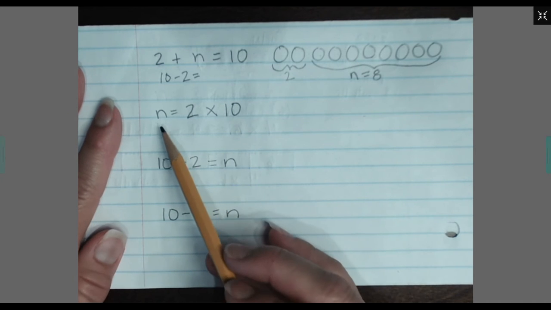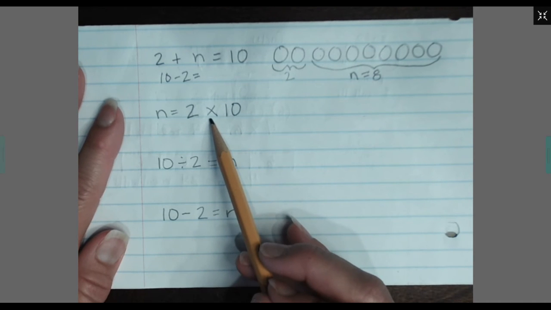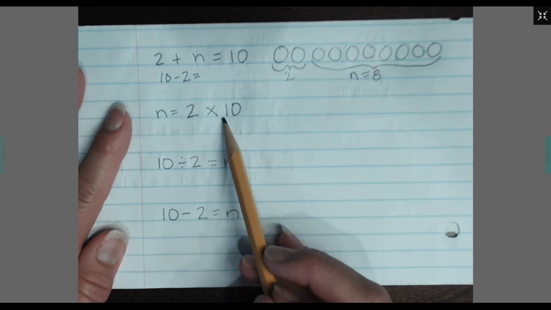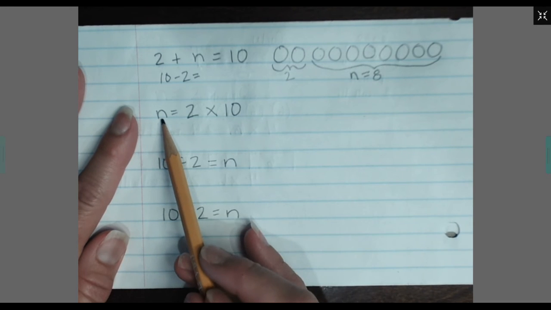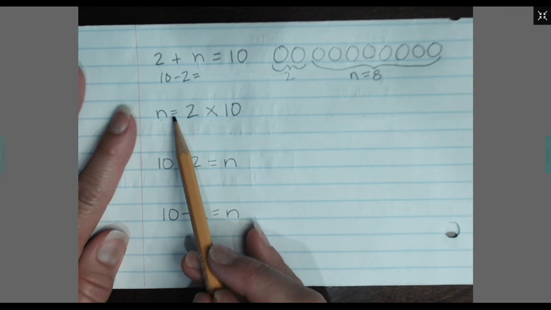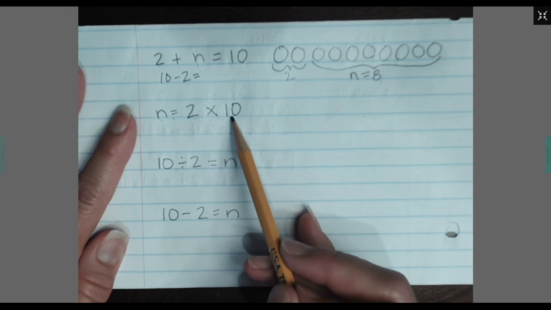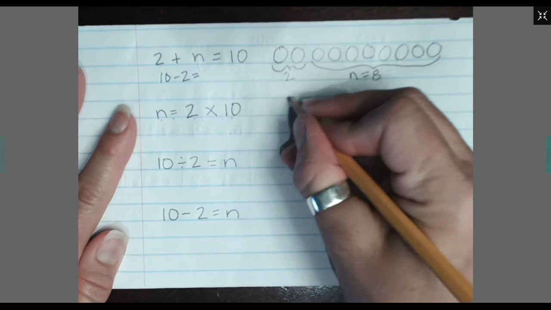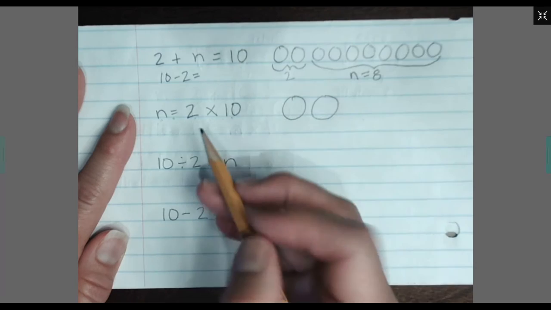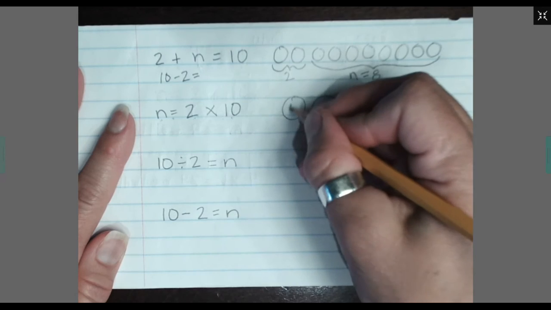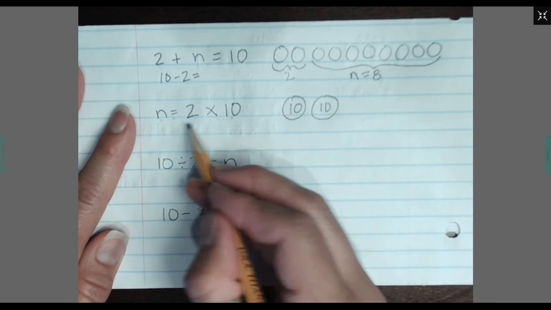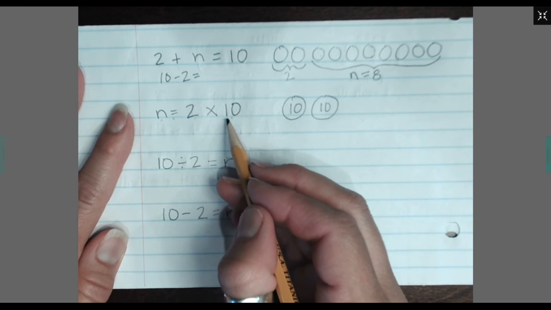The next operation is multiplication. What does this mean? This means that I have a total, and this total is made up of two groups of 10. So here's my two groups. And in each of those groups, I have 10. That's what the multiplication means.